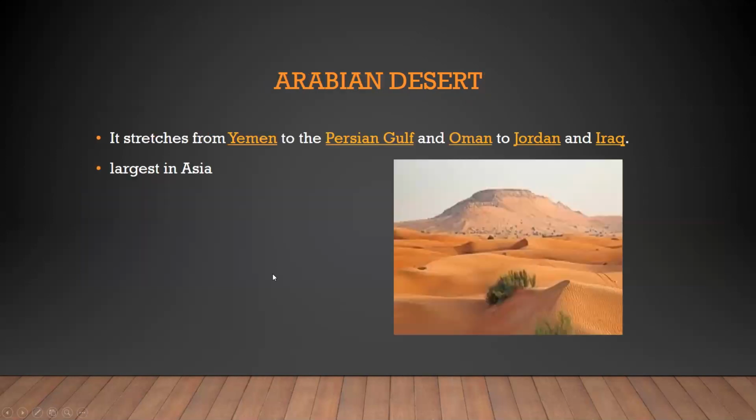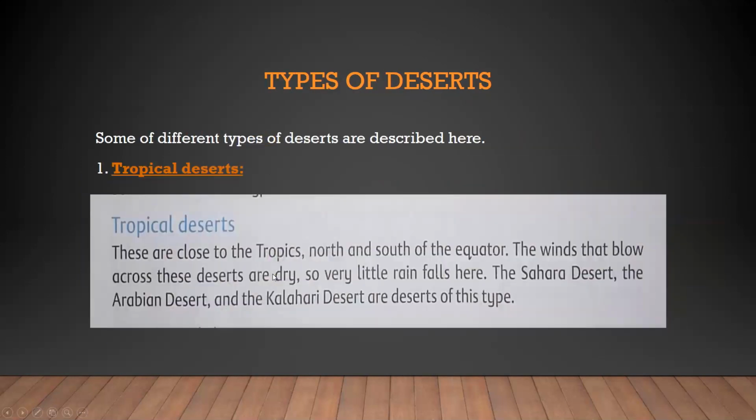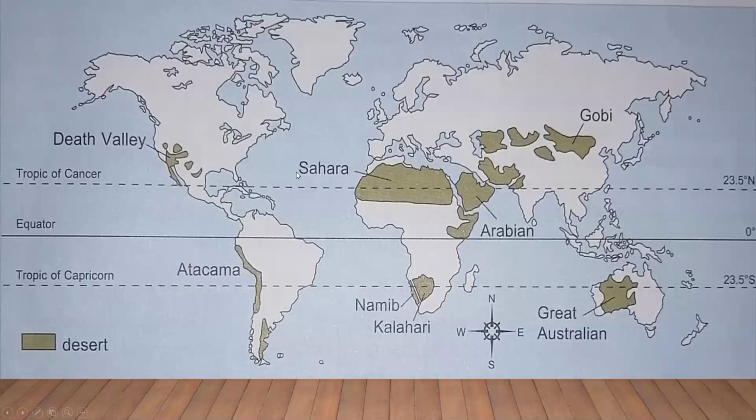Now we will see it from the map as well. This is the Gobi Desert. This is an example of a continental desert, right?